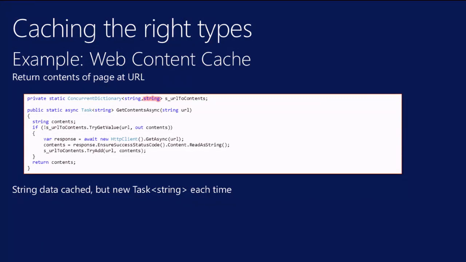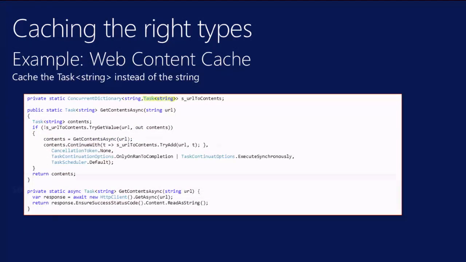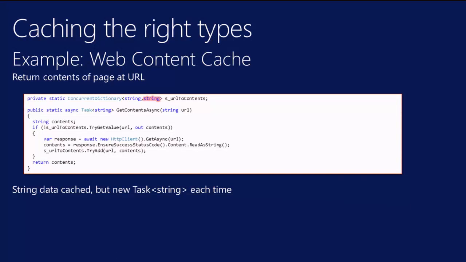And so I write this code. It says, hey, if we have a cache miss, go fetch it. Otherwise, return it from the dictionary, and that's fine. But you notice the one thing here. This is an async method. So every time that this method returns, I'm going to have to make a new task of string. Even though I cached the strings, I cached the actual logical return value from my method, I still have to make a new task of string every time.